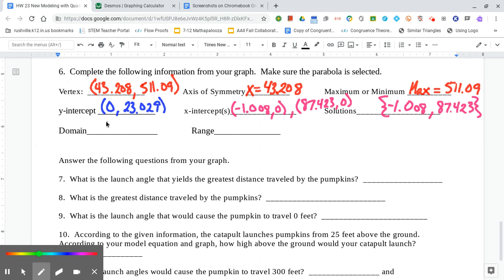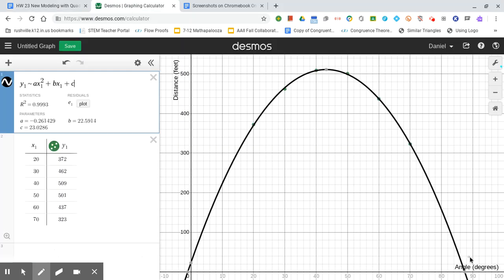So our domain is going to be a little different here. We're going to start at 0, and we're going to end with the highest x value that we're talking about. Out of all of the x values being shown, what's the maximum x value used by this parabola that still makes sense in our situation? If you go all the way to the other side of the parabola, this is the last point here before we go back into the negative numbers. And that point is the x-intercept we wrote down earlier of 87.423. And so let's go ahead and record that.